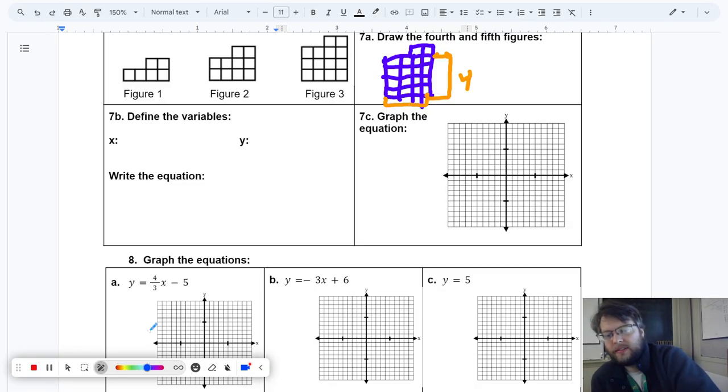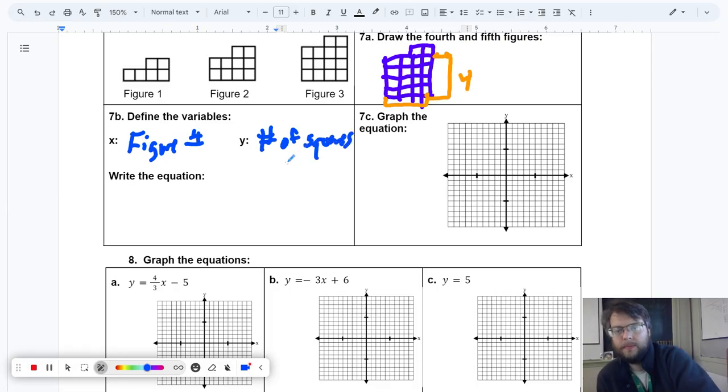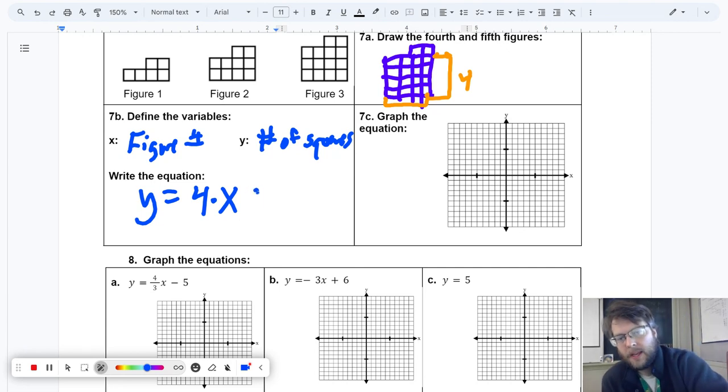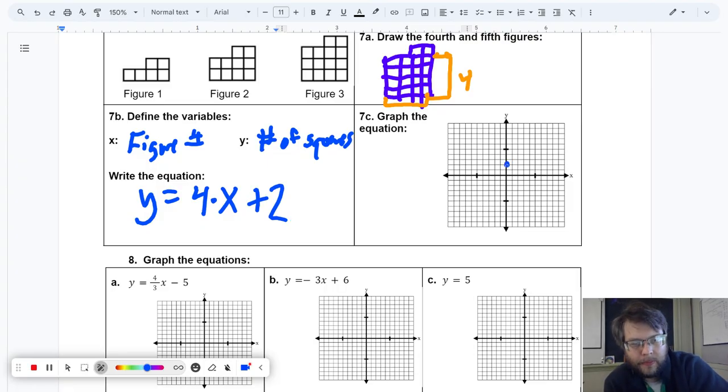So let's define our variables. X is the figure number, and y is the number of squares, or blocks, or tiles. So when I look at this equation right here, I notice that it's 4 times the figure number. Each time I go up 1 figure number, I add 4 blocks. And then there's those 2 extra blocks at the top. So 4x plus 2. And I can go through and graph it like this.